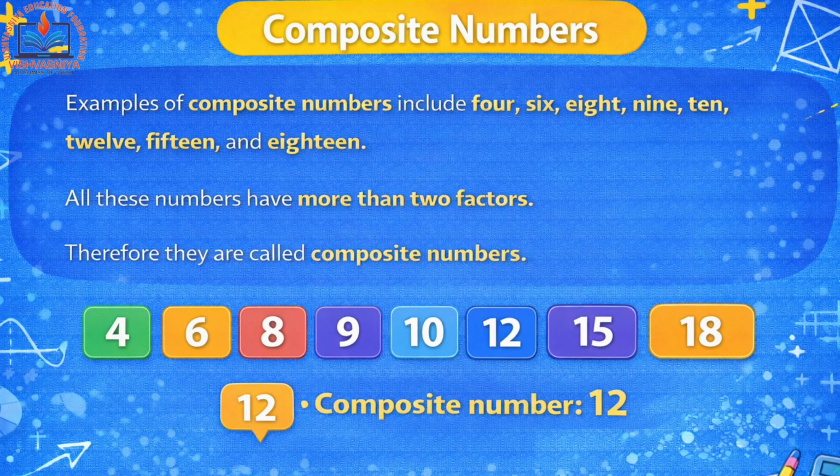Examples of composite numbers include 4, 6, 8, 9, 10, 12, 15, and 18. All these numbers have more than two factors. Therefore, they are called composite numbers.